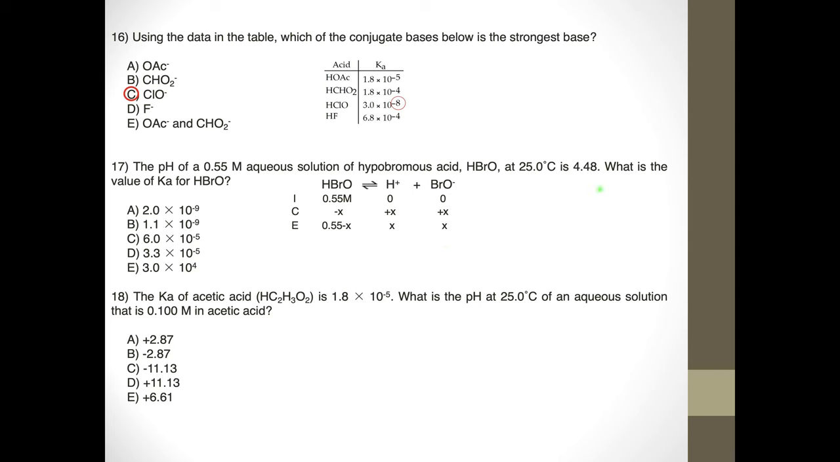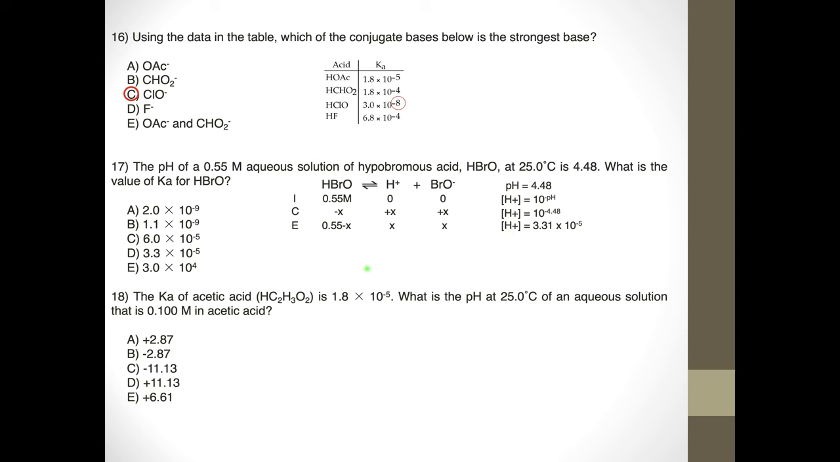From that pH, we can calculate the concentration of H⁺. The pH is equal to 4.48, and 10 to the minus pH is equal to the concentration of H⁺. So 10 to the power of minus 4.48 is the concentration of H⁺, and that is 3.31 times 10 to the power of minus 5. This value is equal to X, because this represents the concentration of hydronium ion at equilibrium.